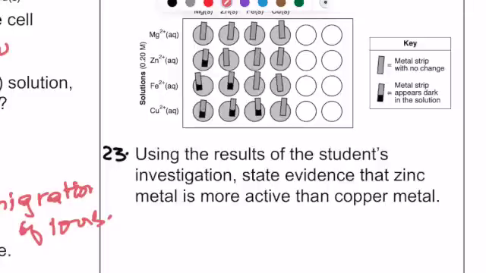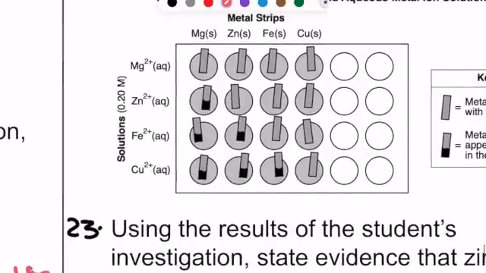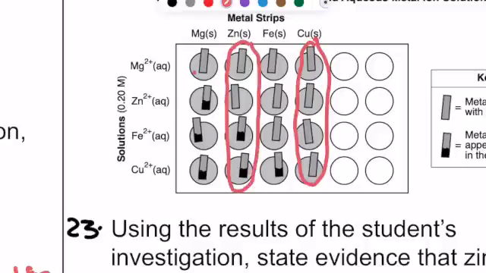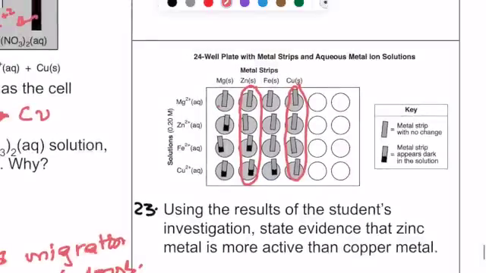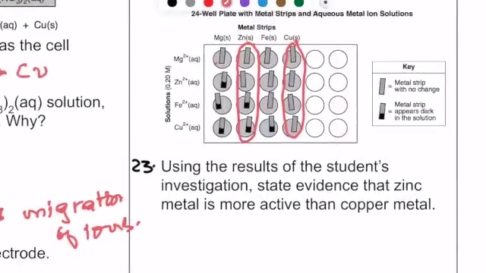Okay, using the results of the student's investigation, state evidence that zinc metal is more active than copper. So what you see here is that we have different solutions in each of the wells, and then we are putting the metals in those wells. So when you put copper in the magnesium solution, in the zinc solution, in iron solution, and in copper solution, nothing happens. That means copper is not reacting. But when you put zinc in the magnesium, zinc, iron, and copper solution, it doesn't react with two of them, but it does react with the other two. So you can say the evidence here is that copper does not react with any solution, but zinc reacts with iron and copper. So that's your answer.